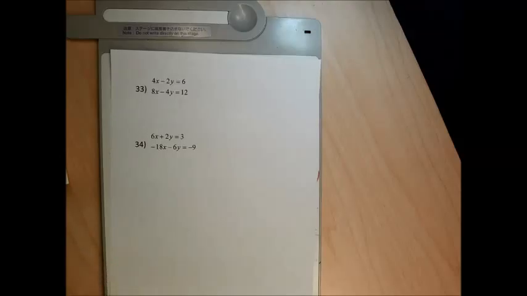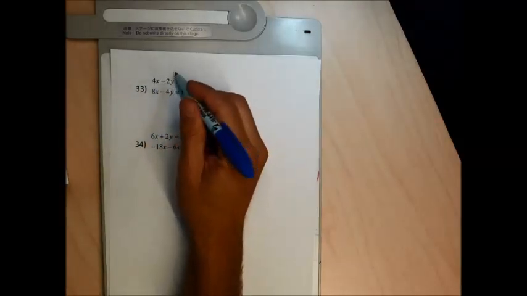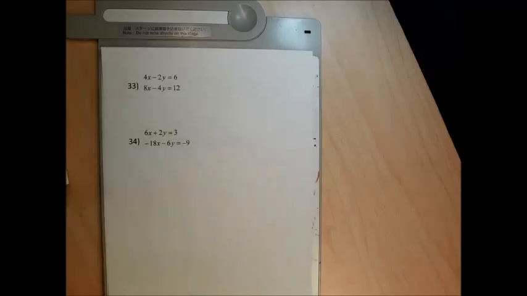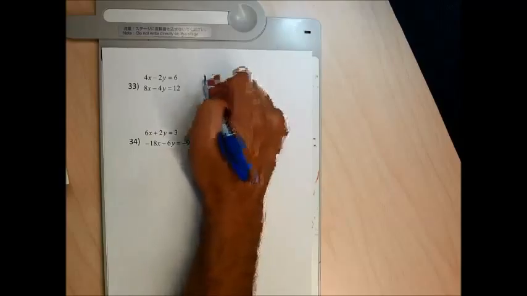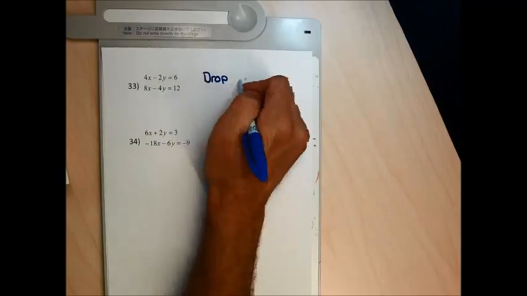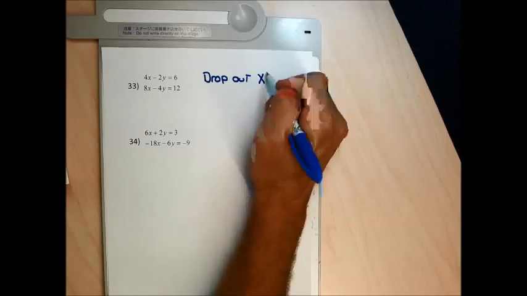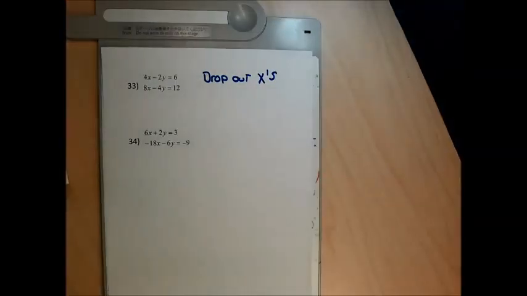So I need the x's both have positives, the y's both have negatives. I need to pick a letter to drop out, and it doesn't matter which. I can drop out the x's or the y's. It turns out that if I try to drop out one, they're both going to drop out. So I'm going to drop out the x's, because they have positives. I do better with positives.